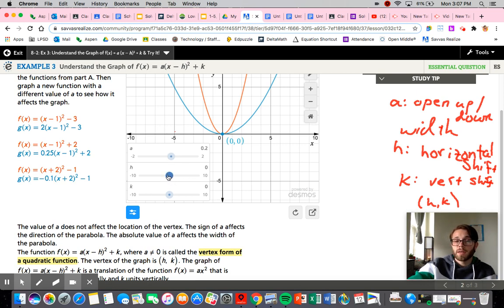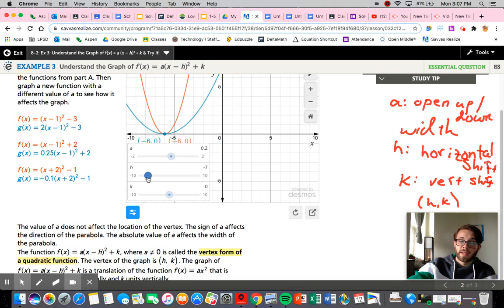So H, again, if I go to the right, we're shifting, we're shifting, we're shifting. H is dealing with that. I'm going to the left when it's negative. Now we can go up and down. So up for K, down, K, up and down, all right?